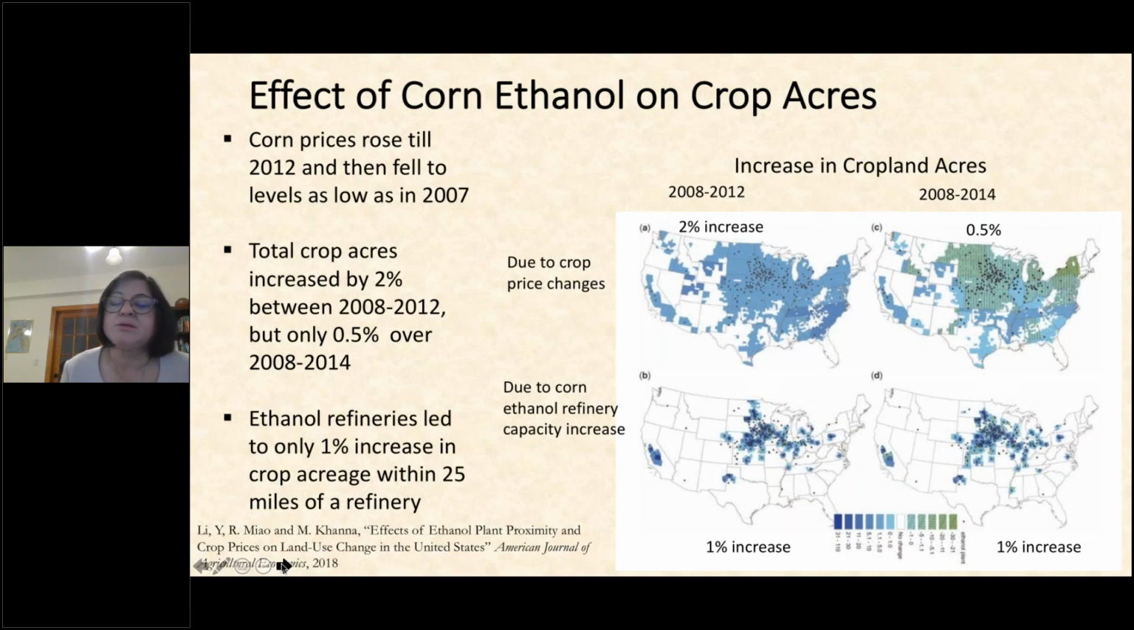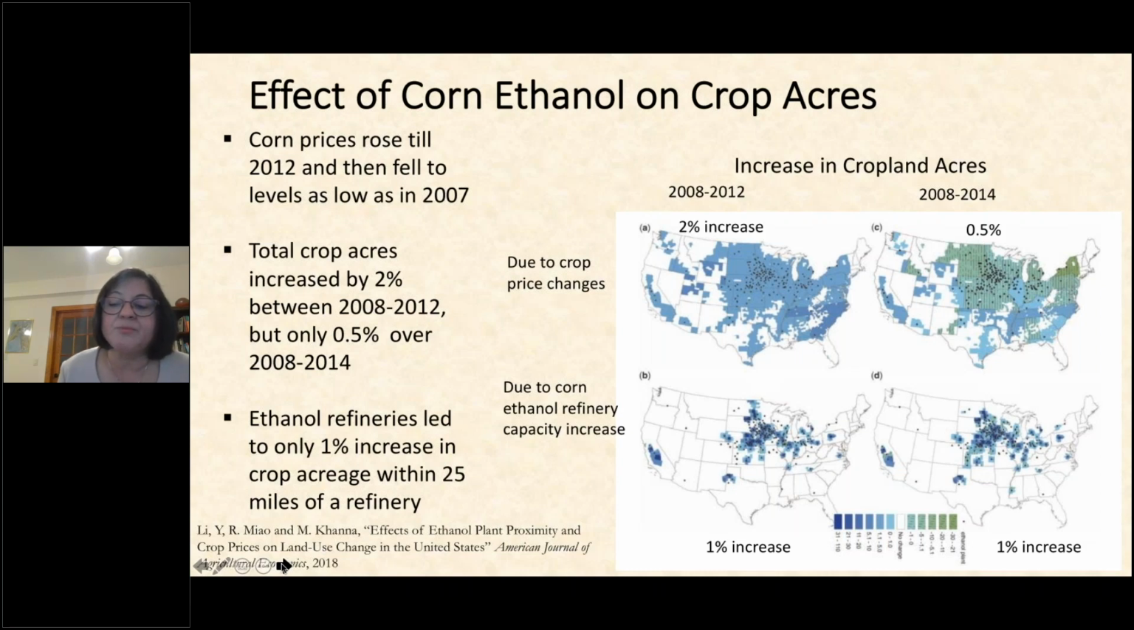As we noticed, and as mentioned earlier, corn prices increased till about 2012 and then fell to levels as low as 2007 by 2014. And so these two maps on the top left show that between 2008 and 2012 there was about a 2% increase in cropland because of corn ethanol, but by 2014, a lot of that land had reverted back into non-crop land. And so this was a transitory phenomenon that reversed after corn prices fell.